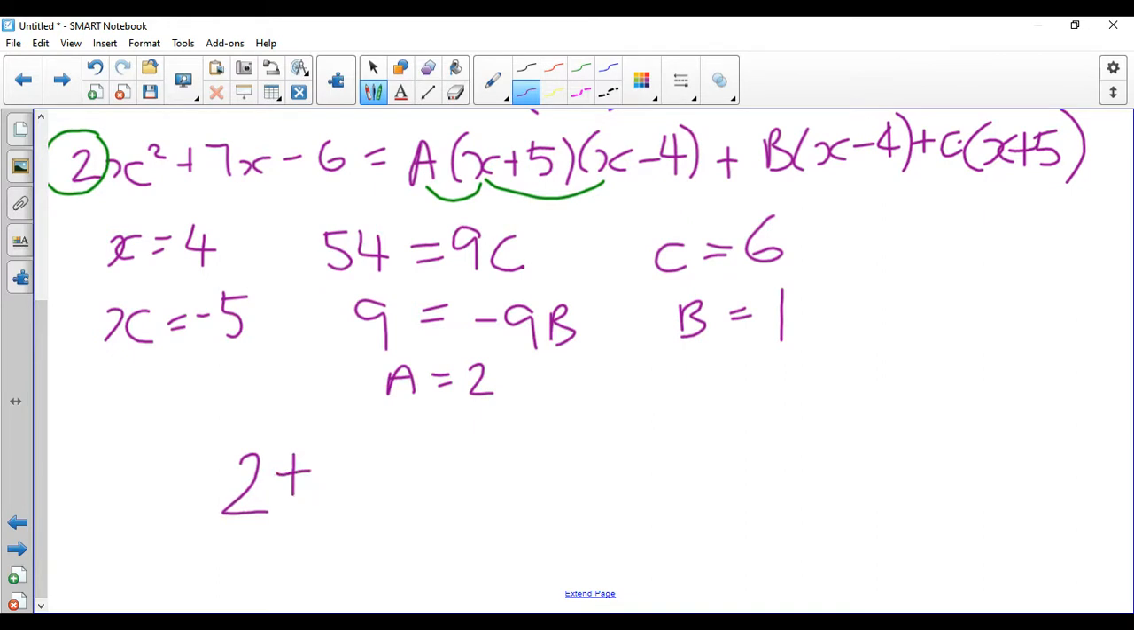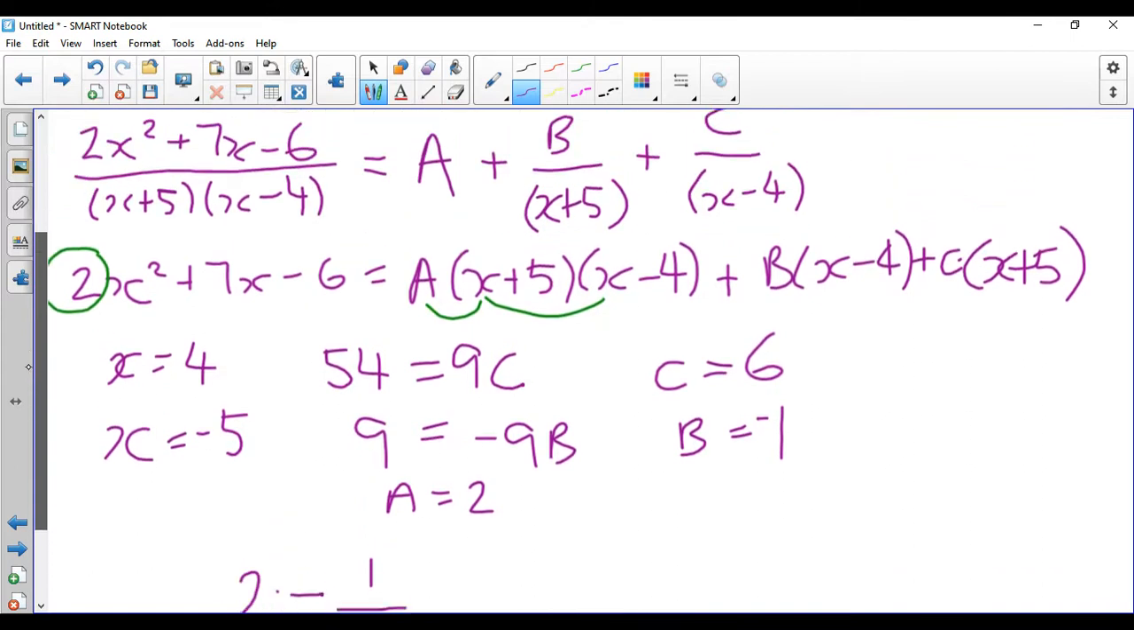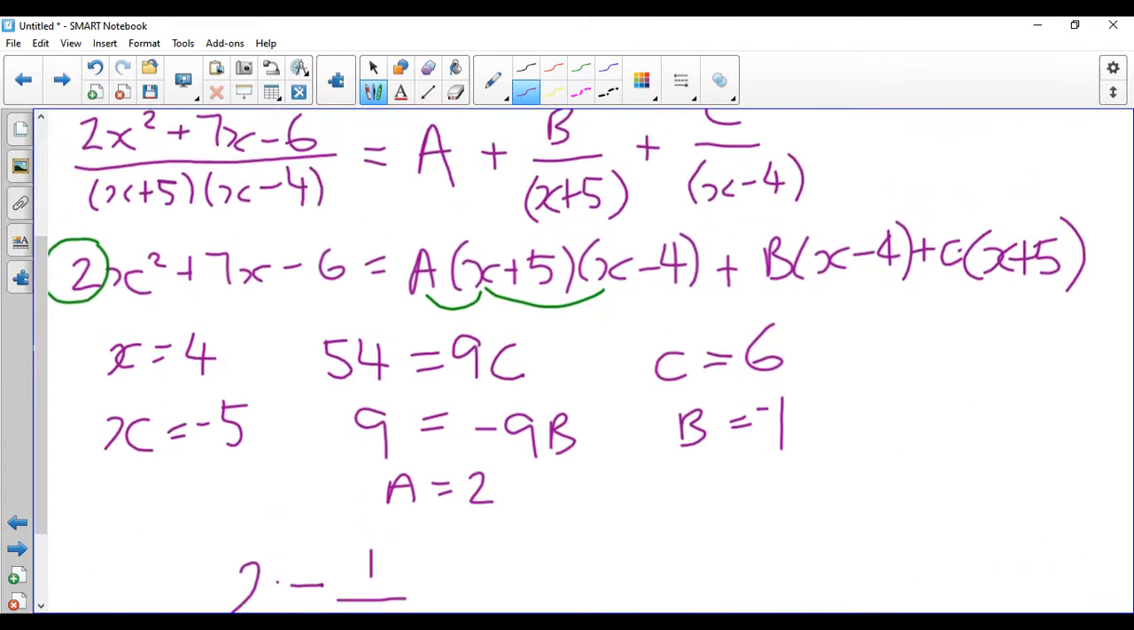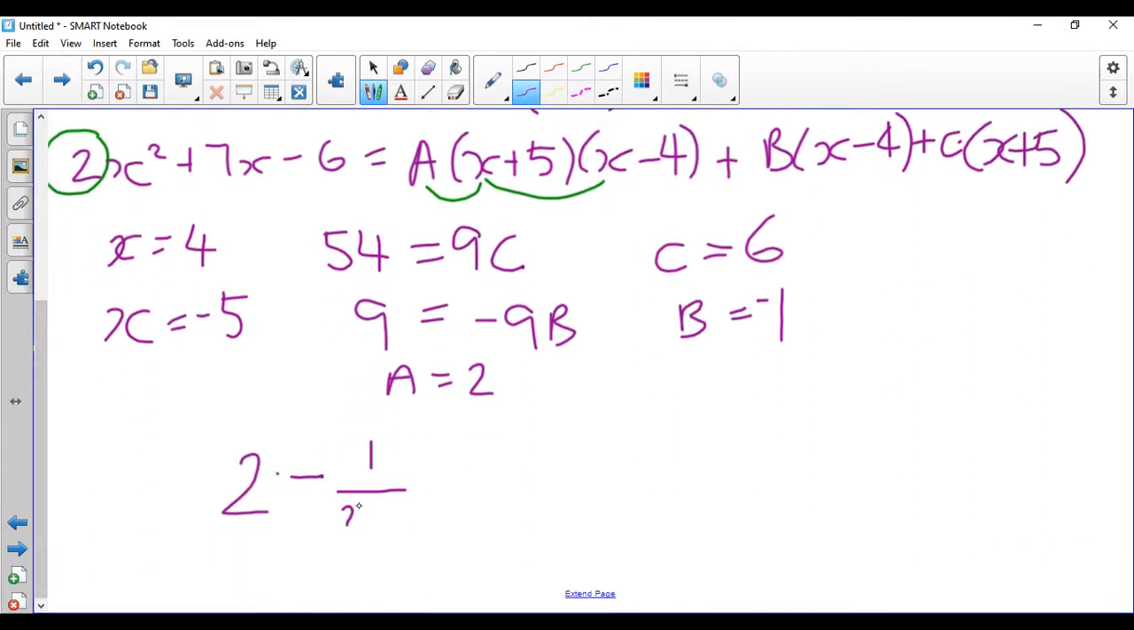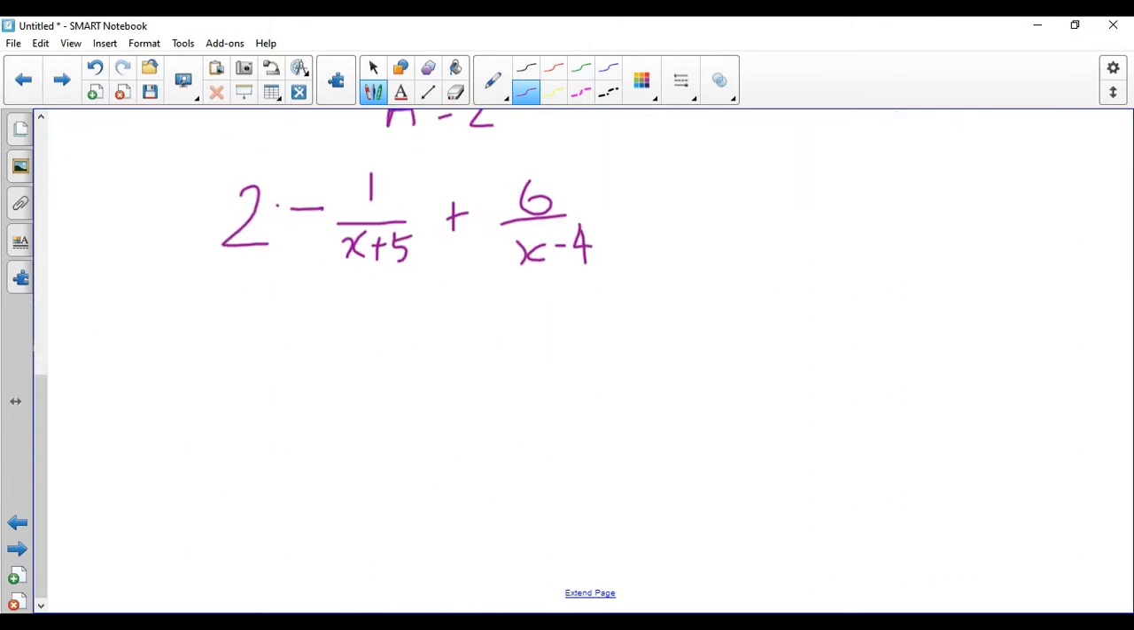plus, oh, I bet that. Those of you that spotted it, well done. I was just thinking, be careful of signs, and I've lost a minus sign there. So 2 minus 1 over, let's check what it was over, x plus 5 plus 6 over x minus 4. So there's my partial fractions done for part A.